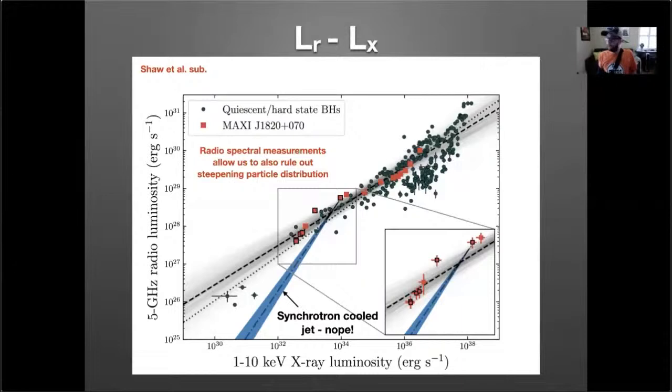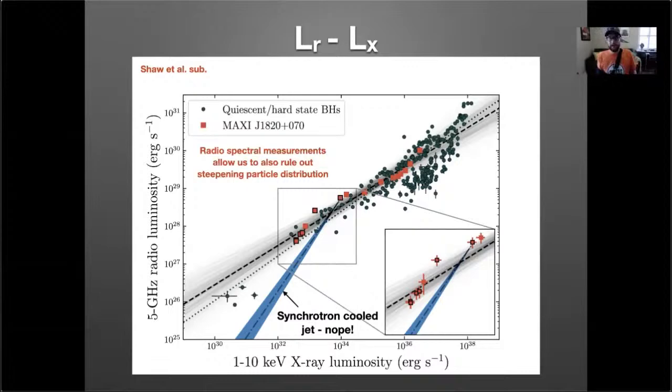We also have radio spectral measurements, which allow us to rule out a steepening particle distribution as well. If the softening was due to a steepening particle distribution, what we would see is that the LRLX would get shallower as the decay progressed. And we don't see that. In fact, what we see is it seems to meander around the best fit line, which is that dashed line there. We do not see it overall get shallower.